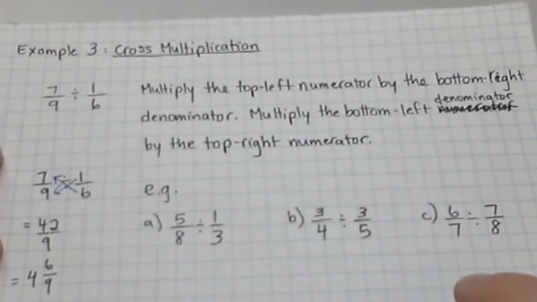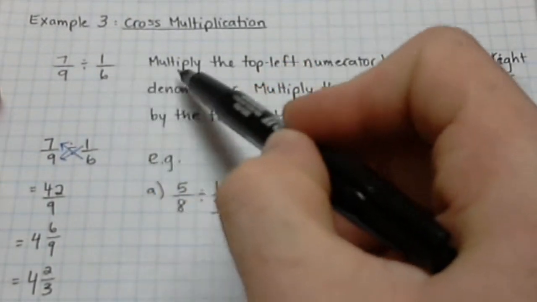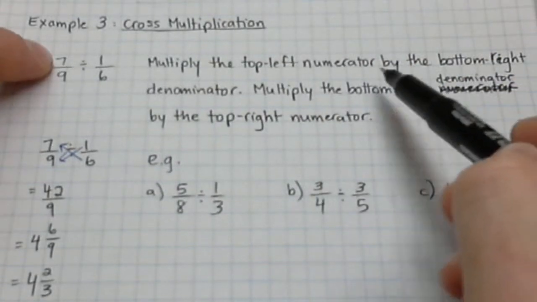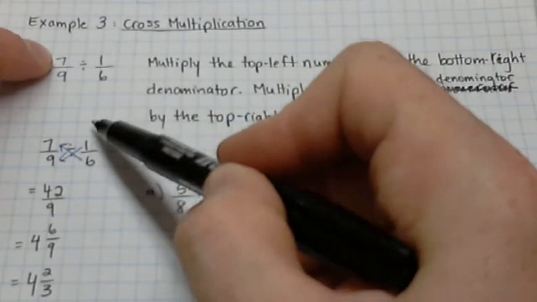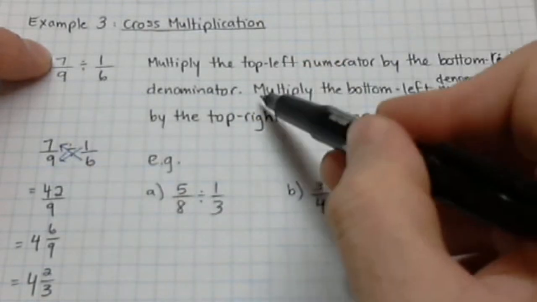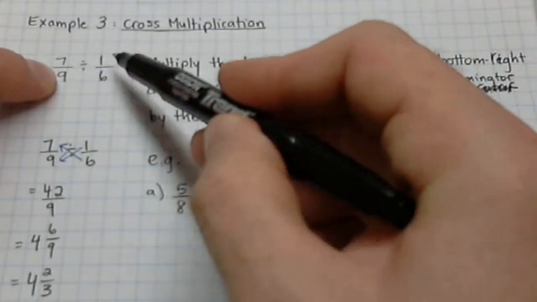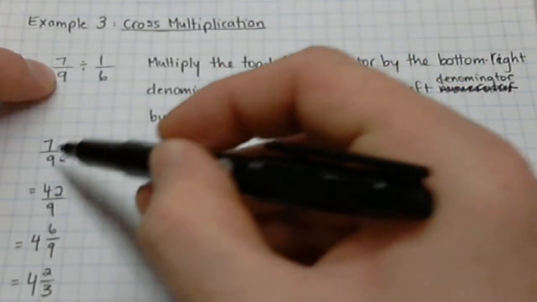The last method that we talk about is something called cross multiplication. And in cross multiplication, you multiply the top left numerator by the bottom right denominator. See how the arrow here goes from bottom right to top left? Likewise, you multiply the bottom left denominator, which is this number, by the top right numerator. And so the arrow here goes this way.